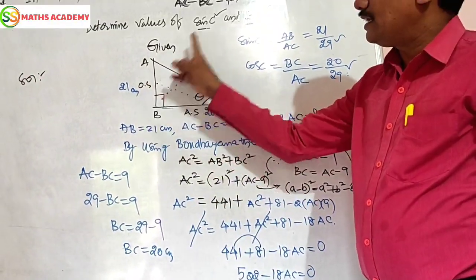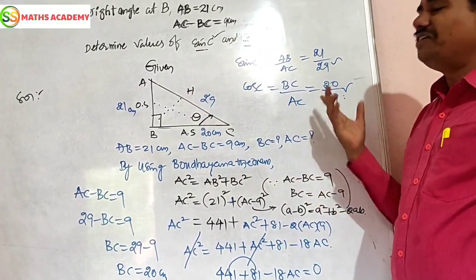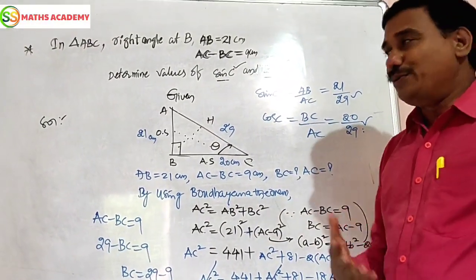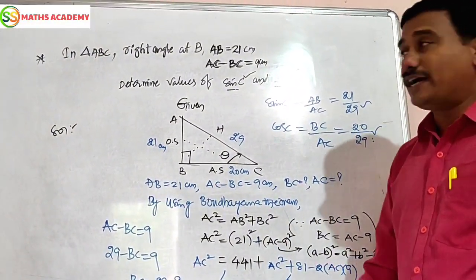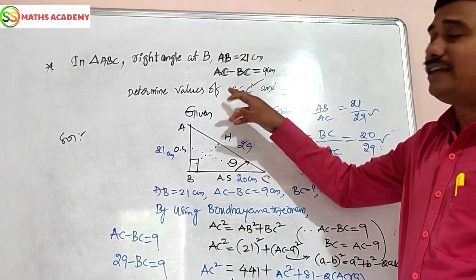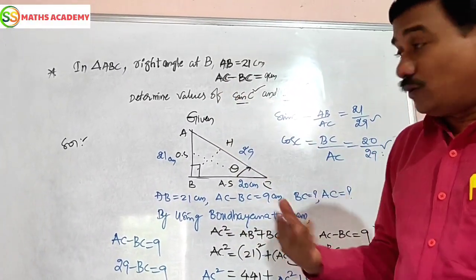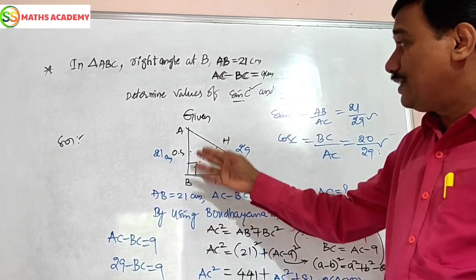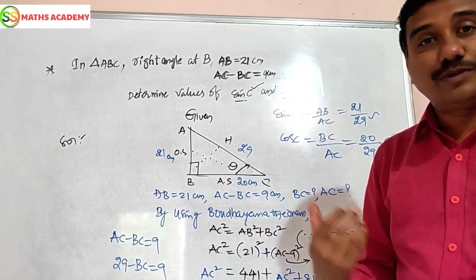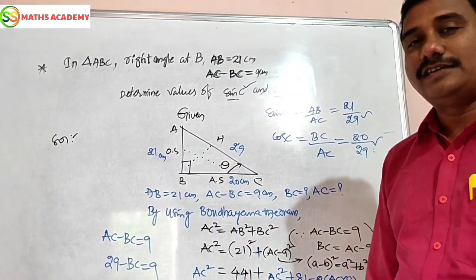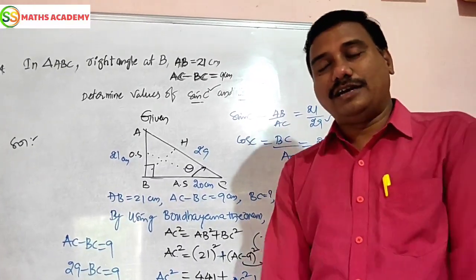After getting these three sides, the remaining two values we can find very easily. I hope you understood this problem. Do practice. Here, in place of minus you can take plus BC. Instead of AC minus BC you can also take AB minus BC. Practice that also, then you will get such beautiful answers. Okay.